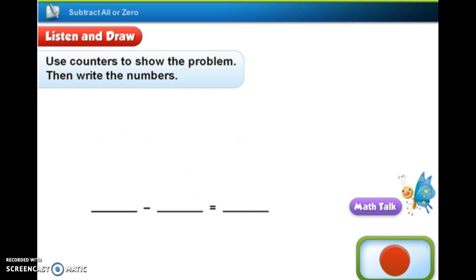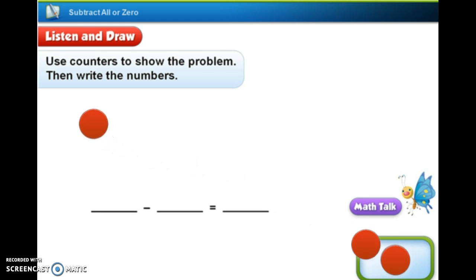All right, are you ready for another problem? Okay. 4 toys are on the shelf. 4 toys are taken off. How many toys are there now? Let's start by putting the toys that are on the shelf. Do you remember how many there were? That's right, there's 4.